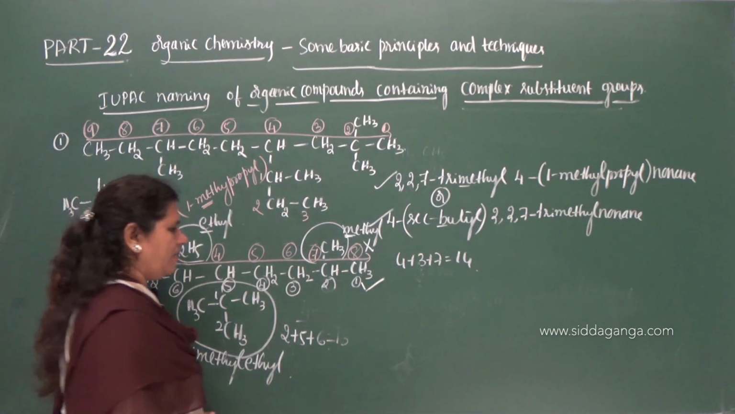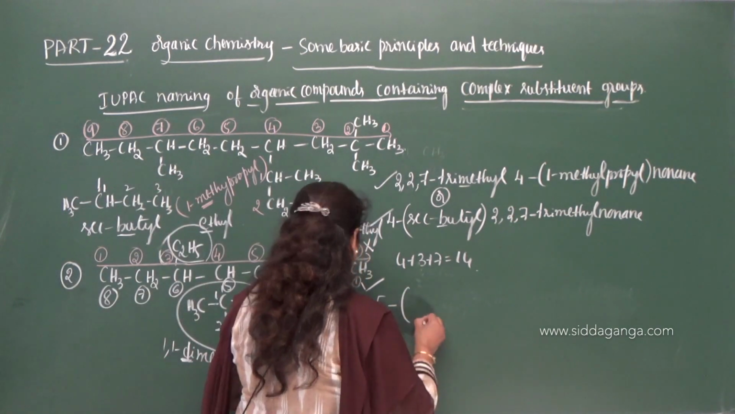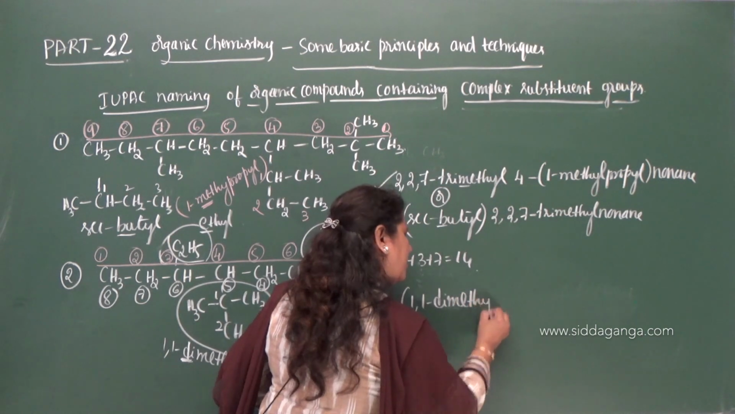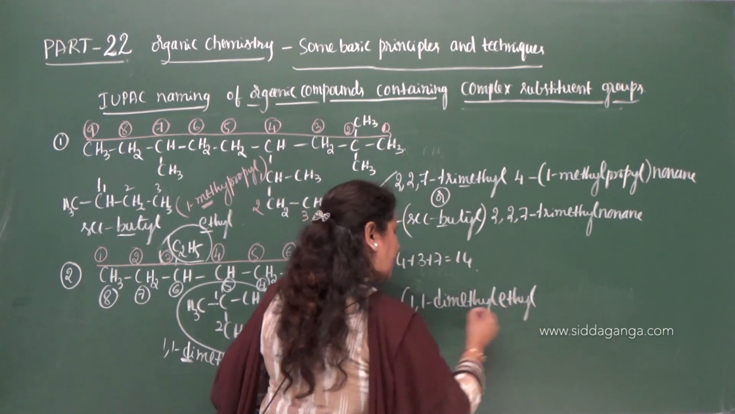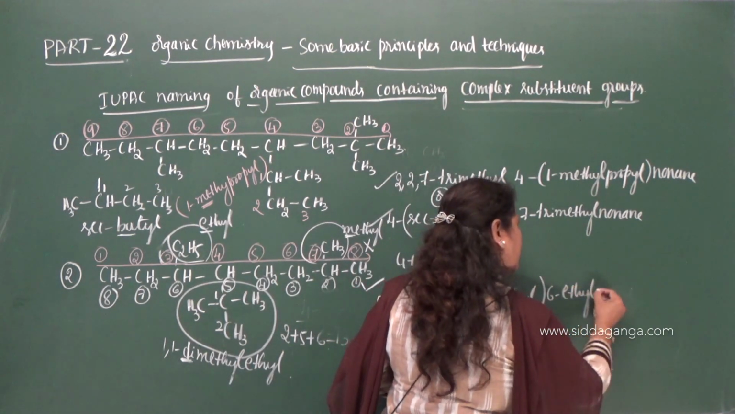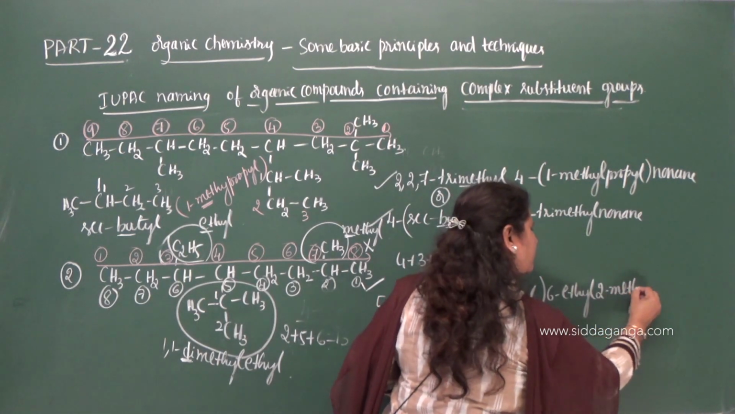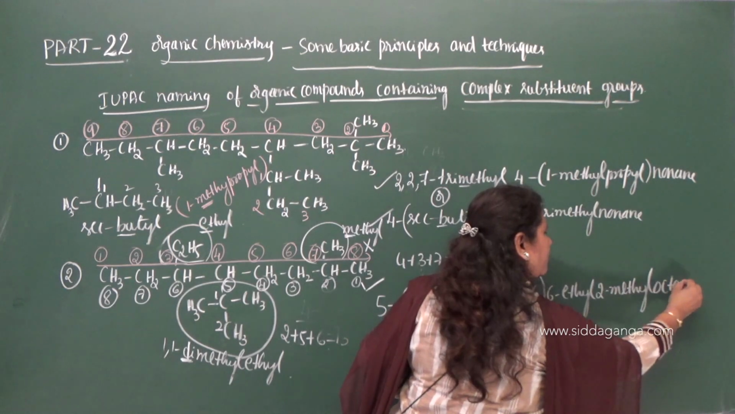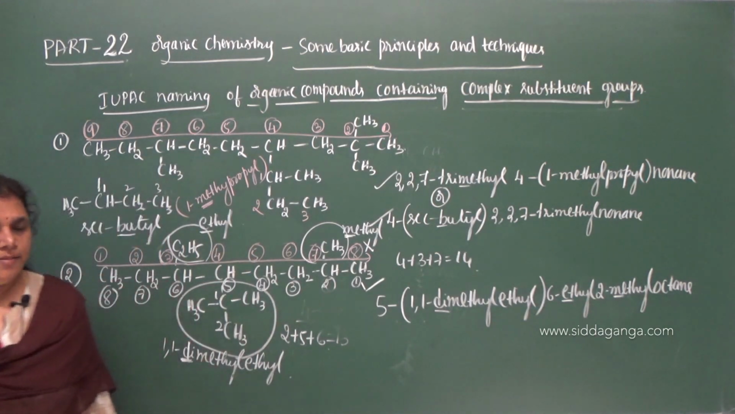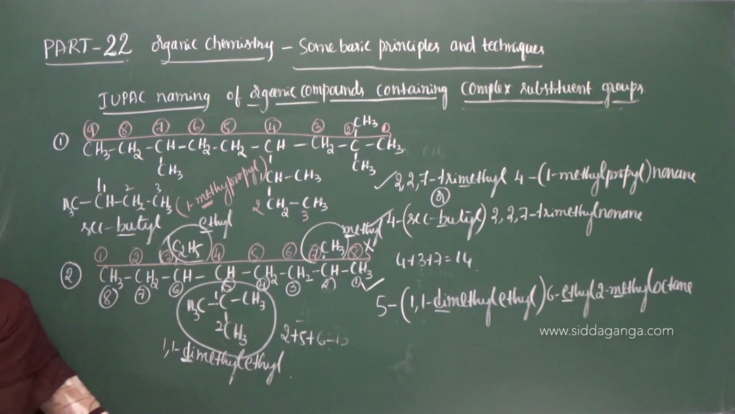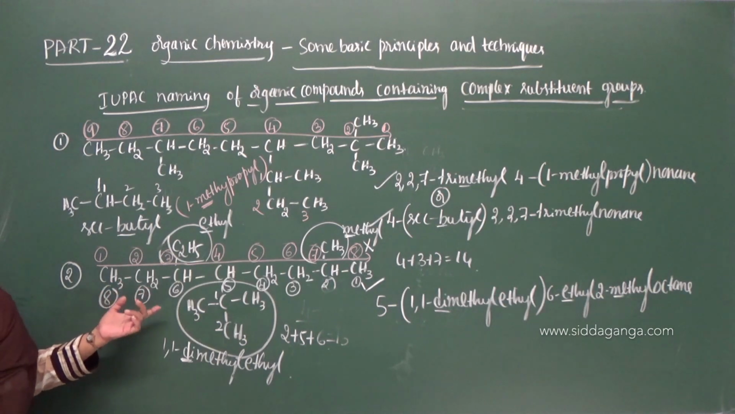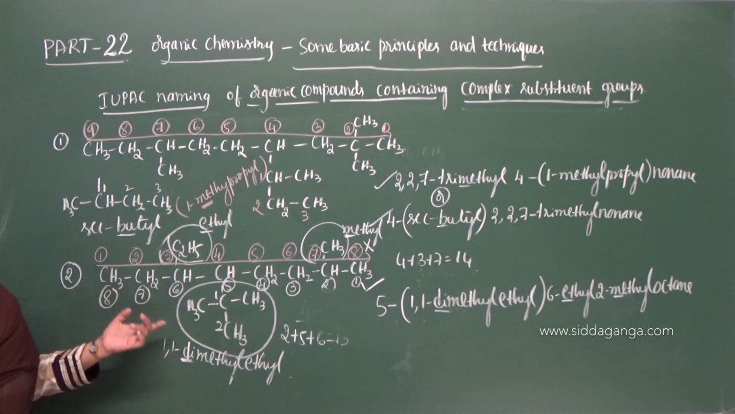So let me give the name. So 5, what is this name? 1,1 dimethyl ethyl, 6 ethyl, 2 methyl octane. So I just changed the locants by taking the sum of the locants minimum, numbering from right to left. So these are examples of naming organic compounds which contain a complex substituent group.